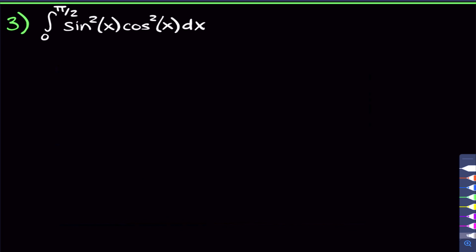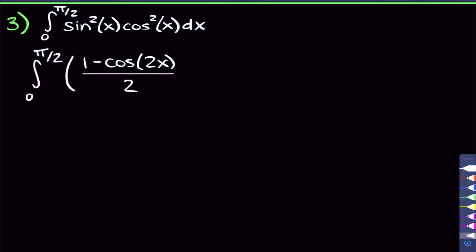So let's plug those in to our integral. And when we do that, we get the integral from 0 to pi over 2 of sine squared of x, which we can write as 1 minus cosine of 2x over 2. And cosine squared of x we can write as 1 plus cosine of 2x over 2.